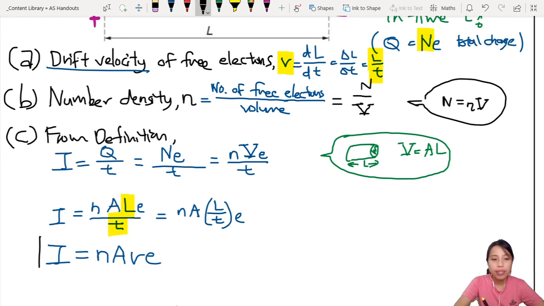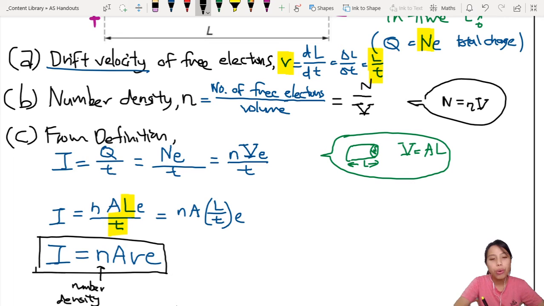This is the way you can calculate the current in a conductor. If you know what material it is made of, you know the number density. If you know the diameter of the wire, you can find the cross-section area. You have drift velocity, and then of course E is the electron charge, you know. This one is drift velocity.